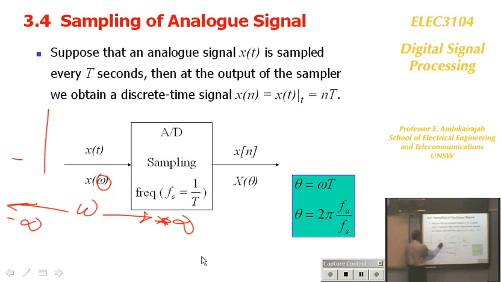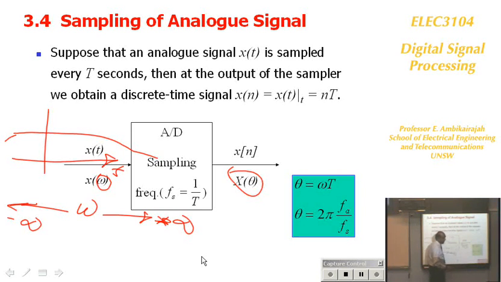When you are plotting the graph, a frequency response could be like that, going to plus infinity and minus infinity. When you are dealing with analog, digital signal, when you are plotting the frequency response, you will be only plotting between plus pi and minus pi. We will come back to that in a minute. Okay?